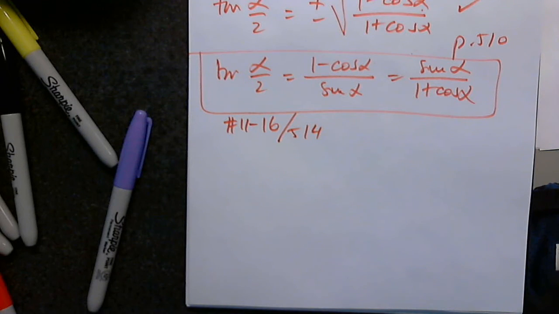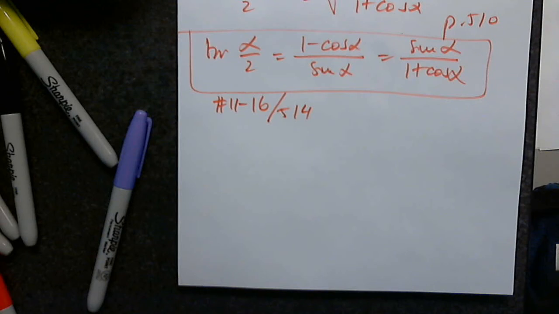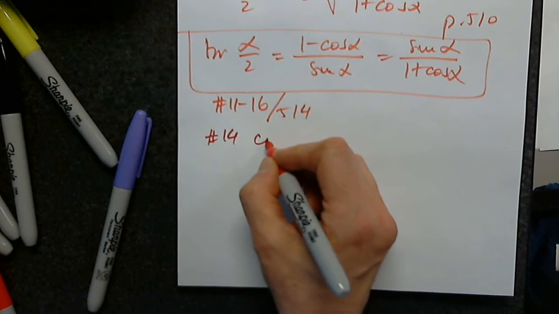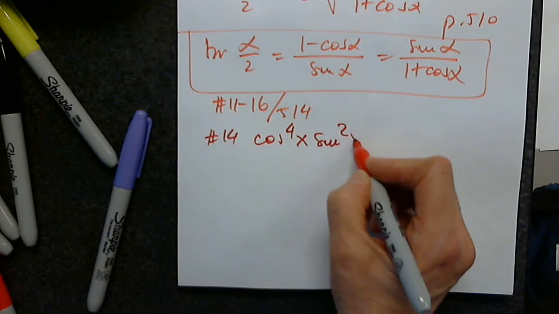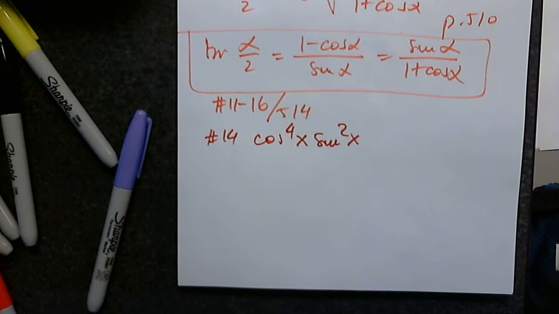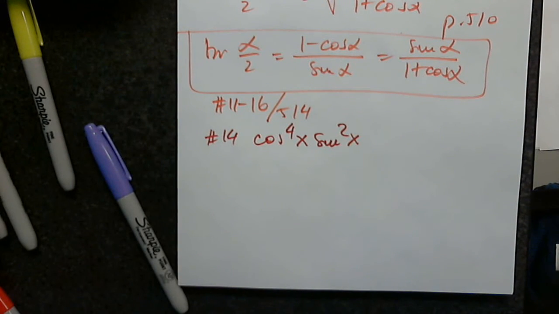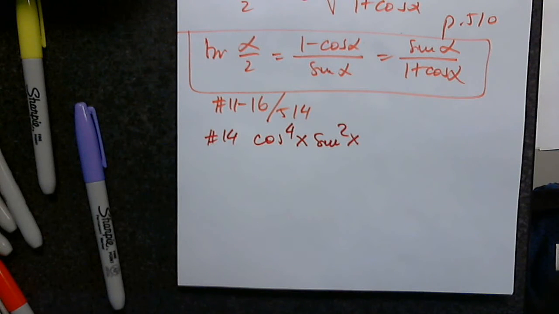Let's do one. So pick anything you want. 14. Cosine to the fourth. Hold on to your seats. I haven't ever looked at this one, so I don't know how long it will take us, but I think it's useful to choose one at least.